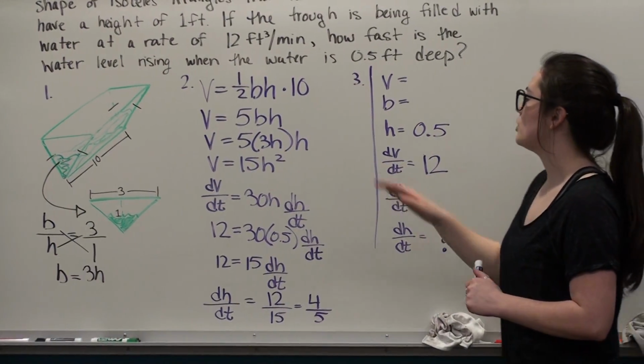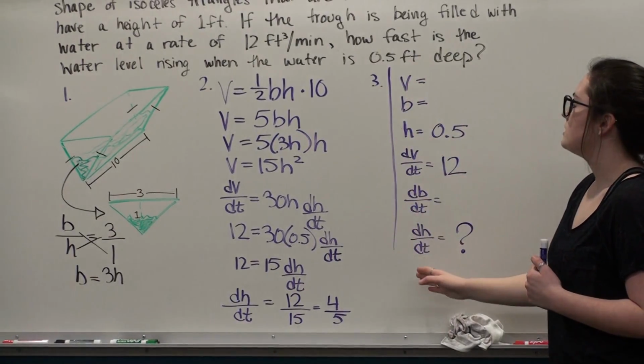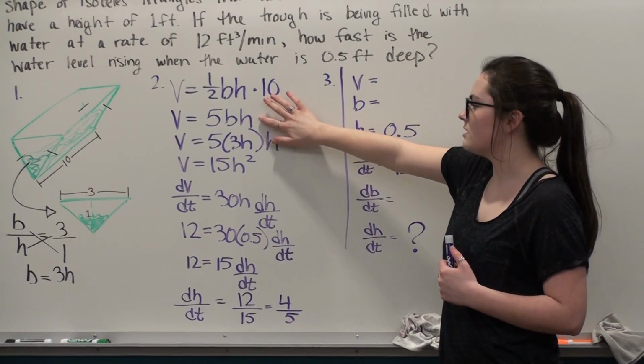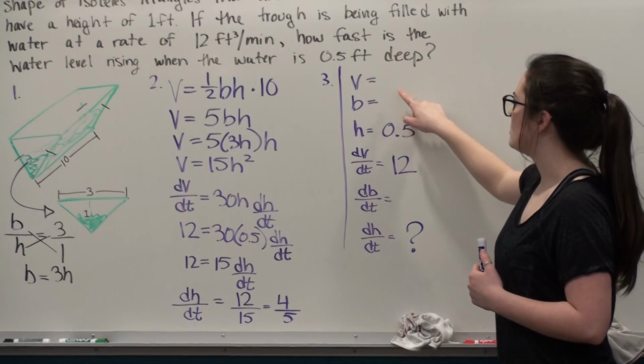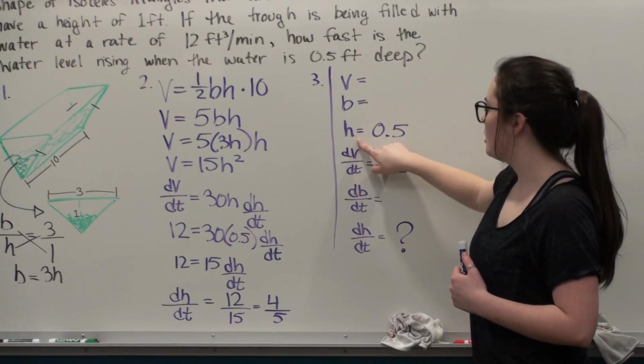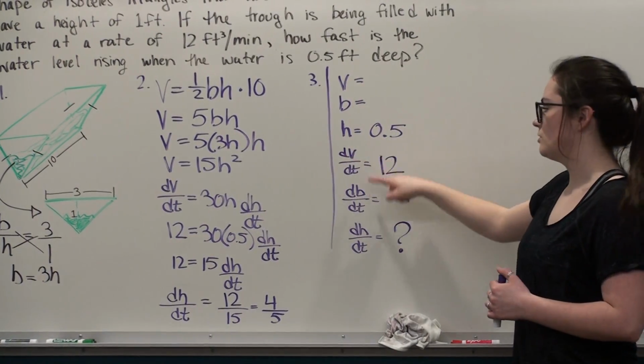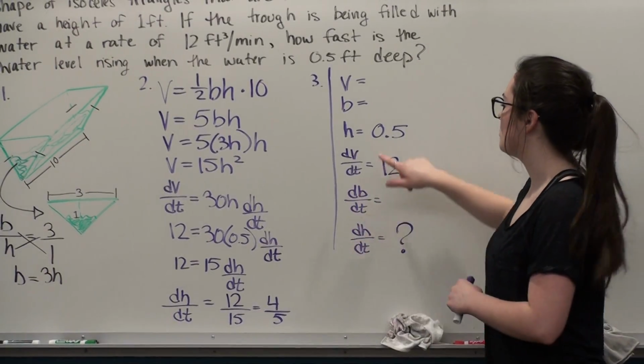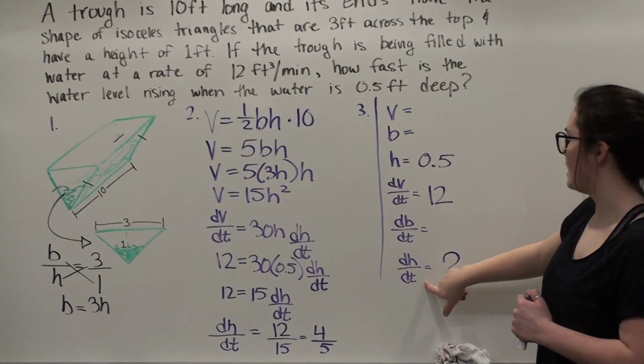The third step, once you have your formula, is to go over to the side, and any variable you have in this formula, you're going to write. So we have a v, a b, and an h. And for every variable, you want to have the derivative of that, so a dt. So we'll have our dV/dt, dB/dt, dH/dt.